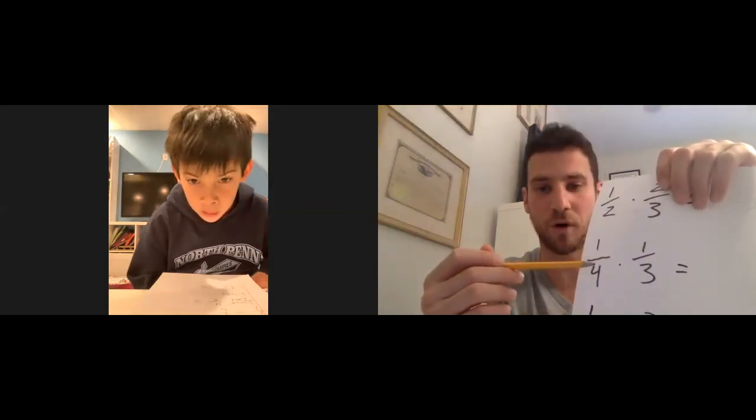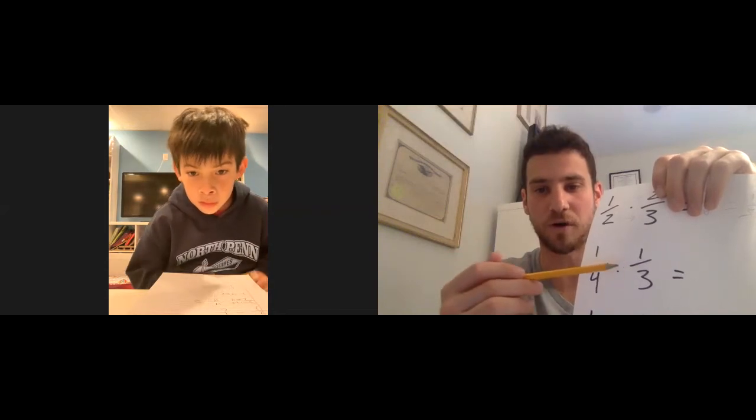1 over 4 multiplied by 1 over 3. One over 12. Perfecto. A little bit of Spanish too. Perfecto. Okay. Now, remember, multiplication, in my opinion, is the easiest one because you simply multiply across. Now, division is the hardest. Do you have any idea how to do a division of fractions?